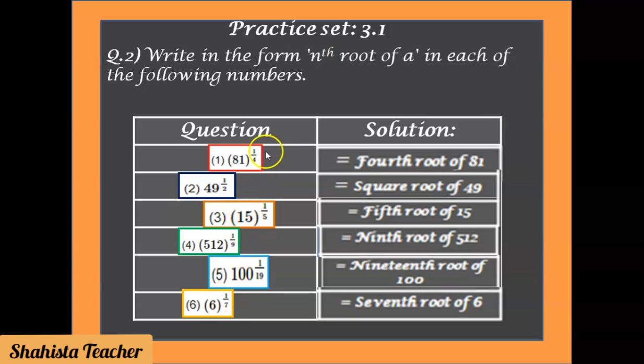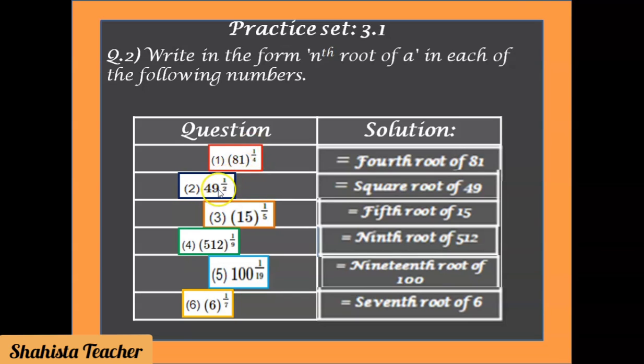As you can see here 1 upon 4, 1 upon 2, 1 upon 5, 1 upon 9, 1 upon 19 and 1 upon 7. All these numbers are rational numbers which are not equal to 0. Is that clear? And in this we will consider only the denominator, because the value of 1 is nothing. One value is 1, but the denominator value we have to consider.